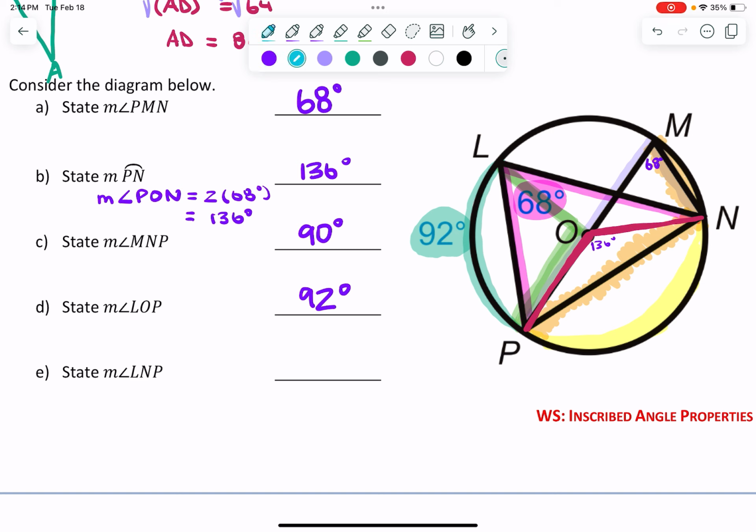All right, last one. Measure of angle LNP. L to N and N to P. Well, that's an inscribed angle. It's made out of 2 chords. And I just figured out the measure of the central angle that intercepts the same arc, and the inscribed angle will be half of that size. So if I have central angle LOP being 92 degrees, then half will be 92 divided by 2, which is 46 degrees.